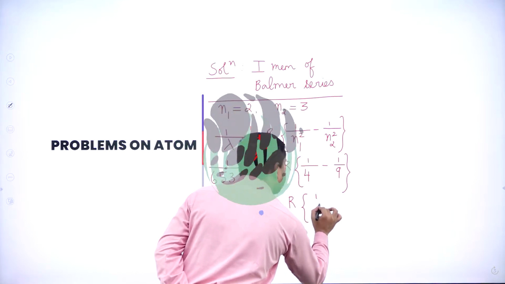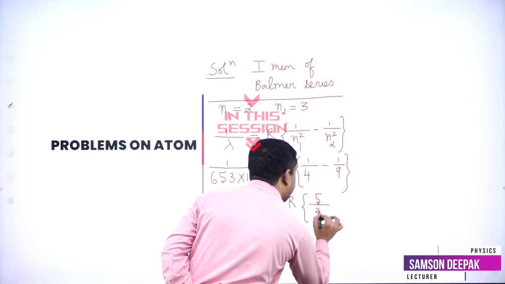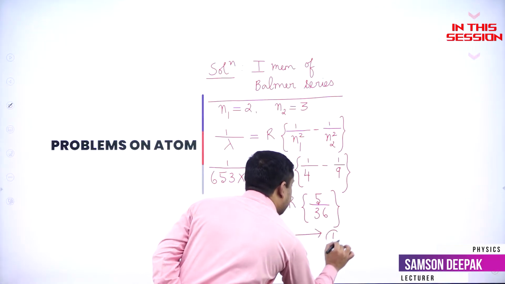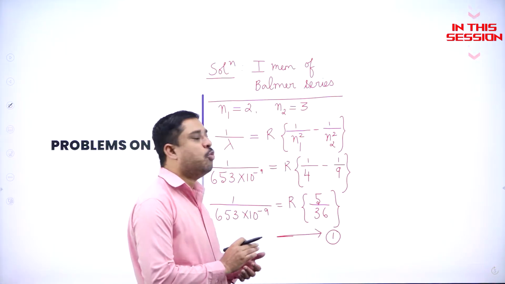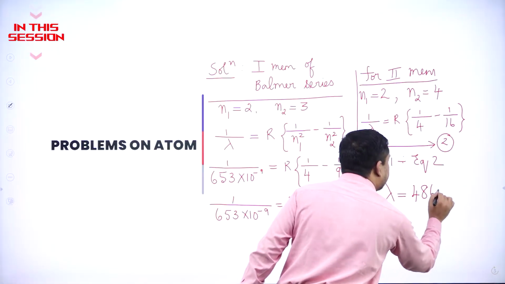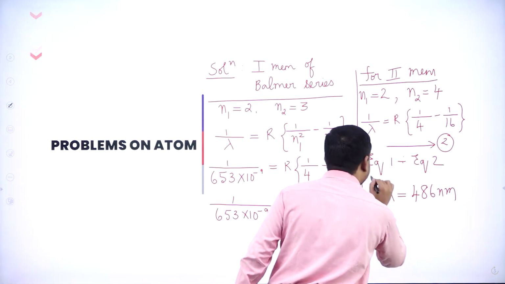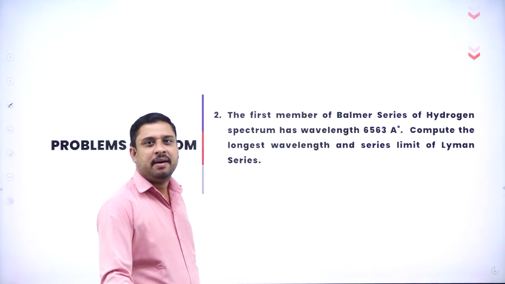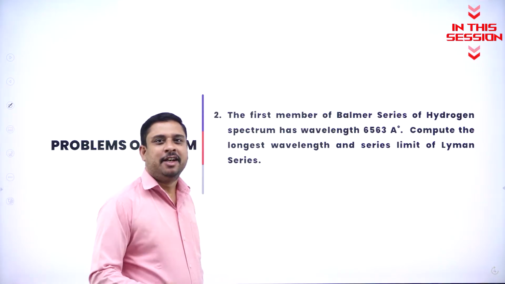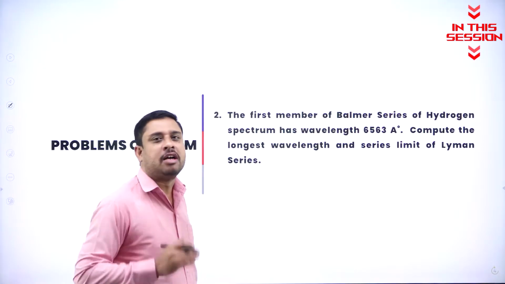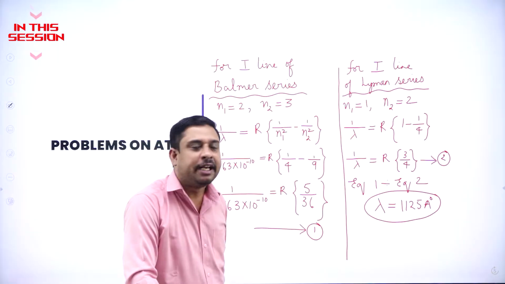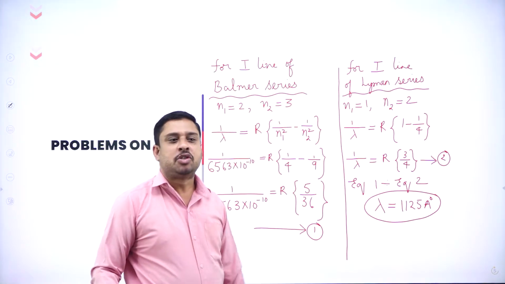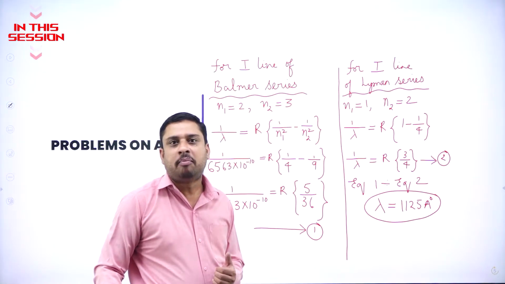So this turns out to be 5 by 36. I call this equation 1. 486 nanometer. See, umpteen number of problems being repeated from the same concept. First line of the Lyman series is 1125 angstrom.